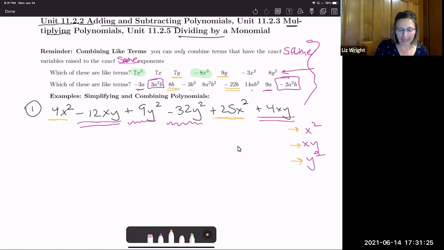So I want to combine my x squared terms first. I'm looking at 4x squared plus 25x squared. I'm taking those coefficients and combining them. So 4 plus 25 is going to give me 29.